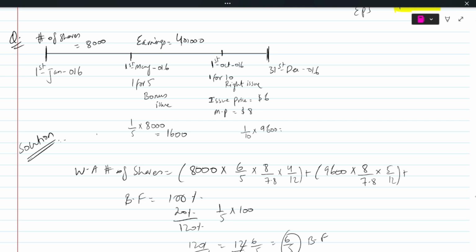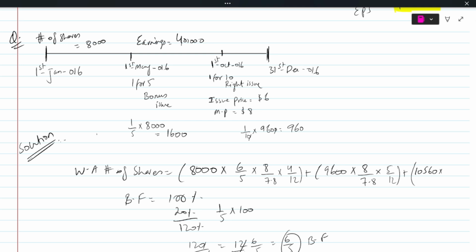So 1 over 10 into 9,600 will give me 960 new shares, right? So 9,600 previous shares, and then we got 960 new shares, so that's 10,560. This is the new number of shares, okay, after adding the shares that we got from the right issue.